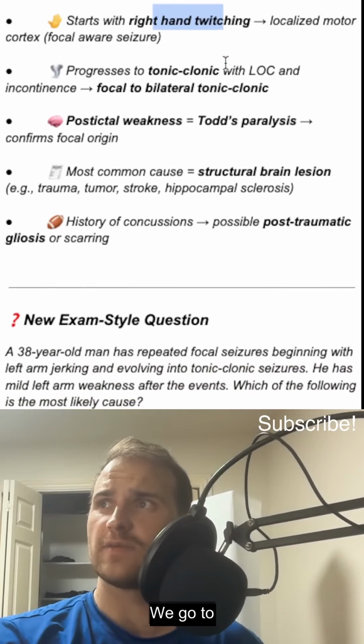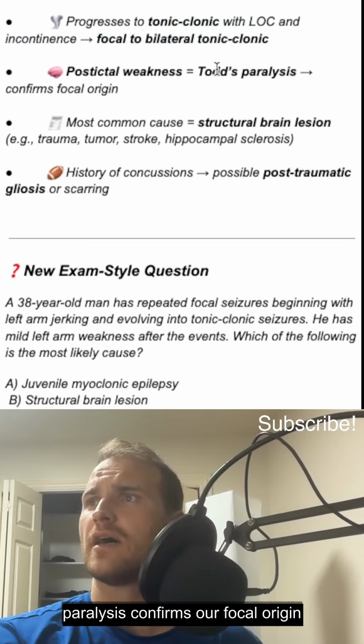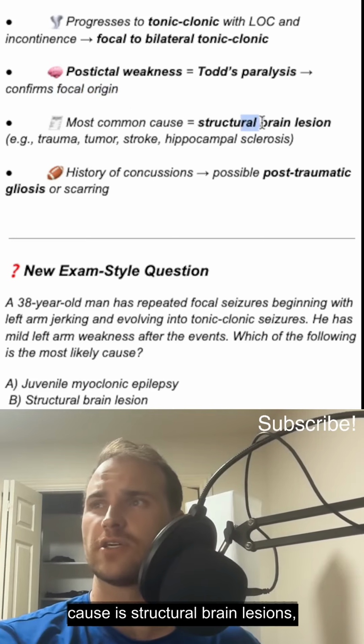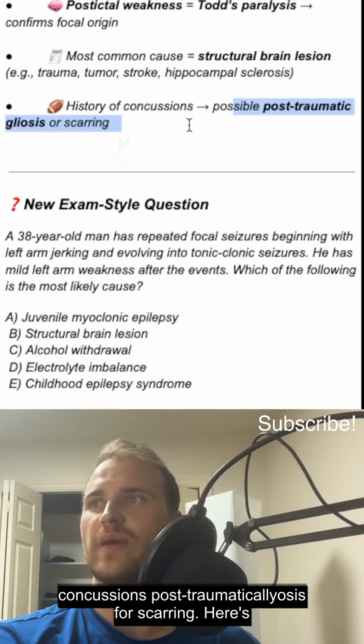So we start with the right hand twitching, we go from focal to bilateral tonic-clonic, and we have this Todd's paralysis that confirms our focal origin after the fact. The most common cause is structural brain lesions: trauma, stroke, and a history of concussions, post-traumatic gliosis or scarring.